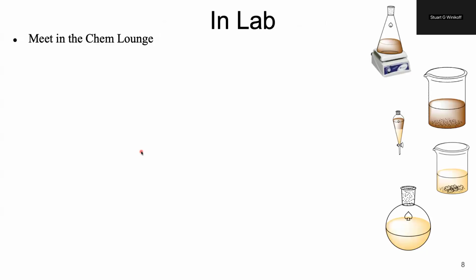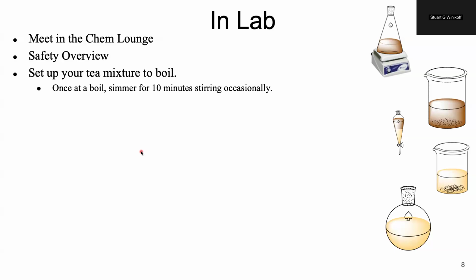Now, once we're in lab, we're going to do our usual meet in the chem lounge. I'm going to give a safety overview. And this is probably one of the more safety concerning labs we have this semester. Once we get in, immediately start to set up your tea mixture to boil. Again, once it's boiling, make sure to simmer for 10 minutes. That 10 minutes is once it has started to boil, just like when you're working with pasta.